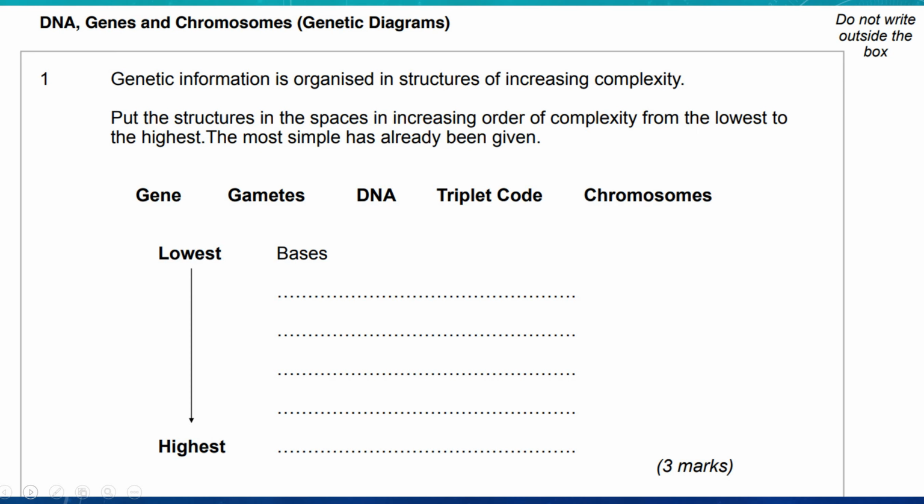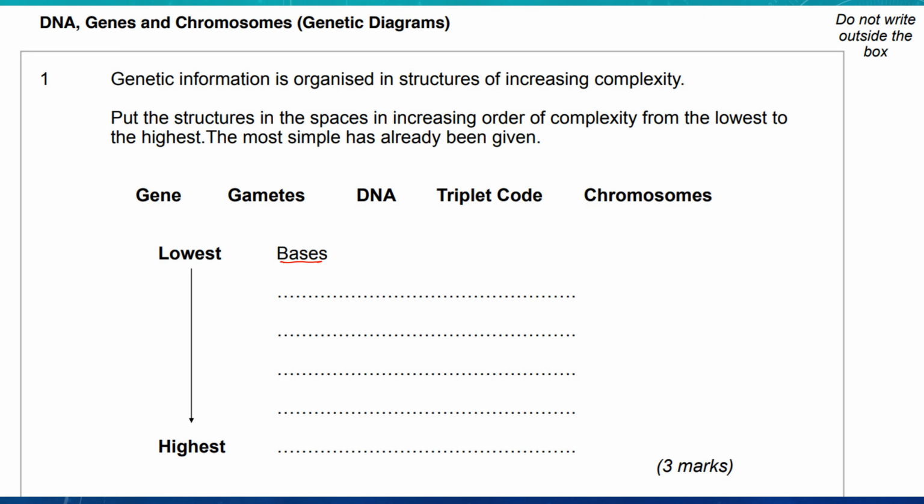In this question, it says genetic information is organized into structures of increasing complexity. Put the structures in the spaces in increasing order of complexity from the lowest to the highest. The most simple has already been given. So if bases are the lowest, up here, then which of these words go in this order? Now, even though there are 5 lines there, and 5 phrases to go into them, it's only worth 3 marks.